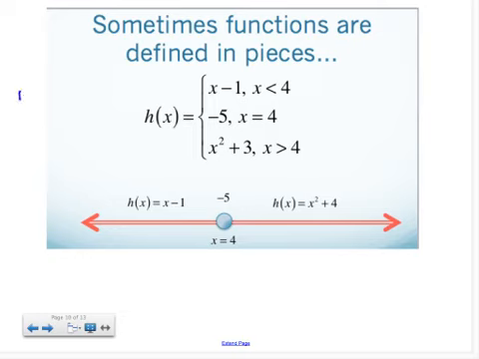So if I'm asked to find h of 3, I ask myself, is 3 bigger than 4? No. Is 3 less than 4? Yes. So I would use the rule x minus 1 to determine the function value. Similarly, if I wanted to find h of 10, since 10 is bigger than 4, I would use this rule here to determine the function value. And so I would use 10 squared plus 3.